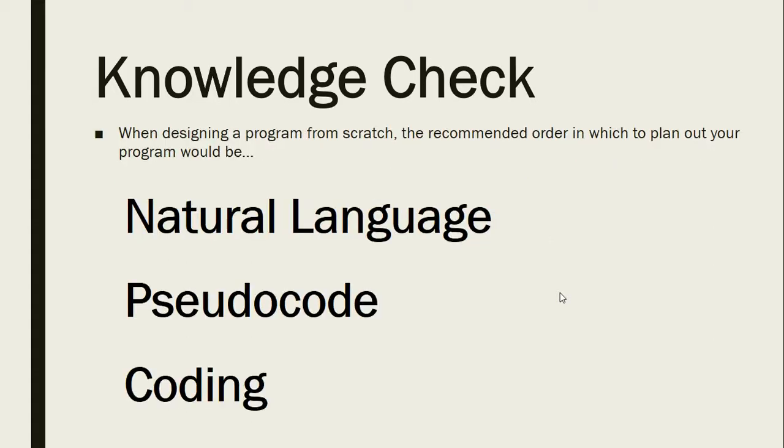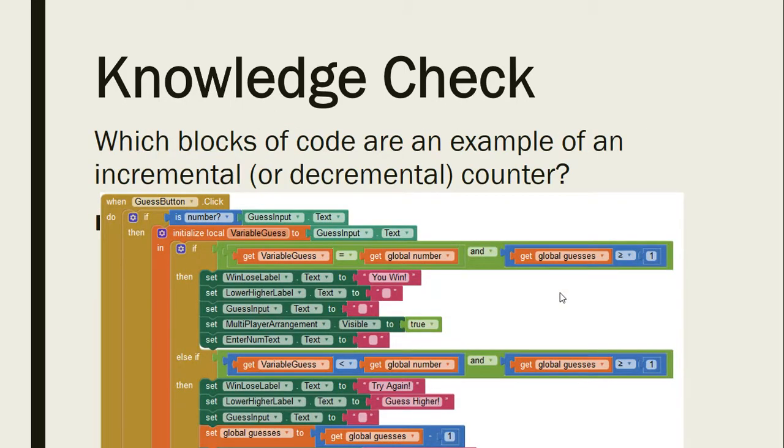All right, if you said natural language, pseudocode, and coding, you are absolutely correct. All right, so which block of code is an example of an incremental or a decremental counter? So take a look there and pause the video, and when you recite it out, then I'll recite it back to you.